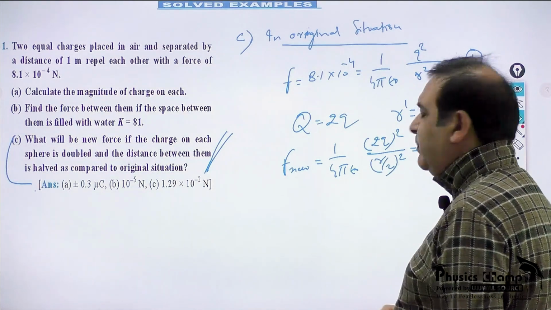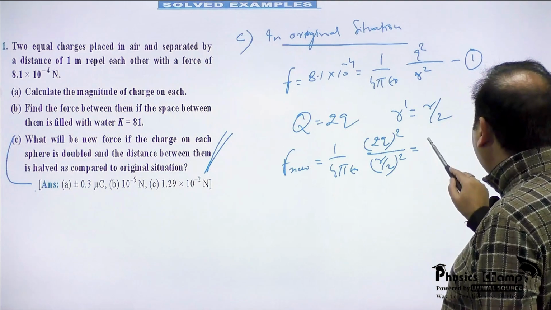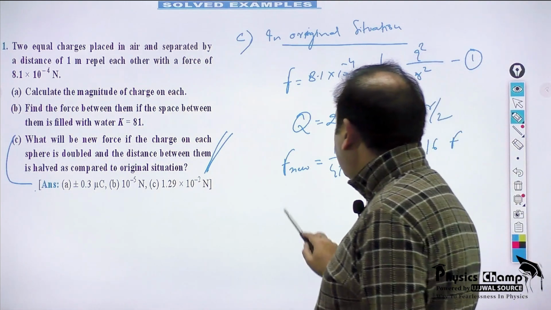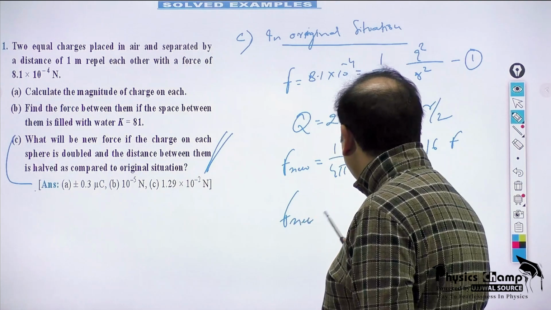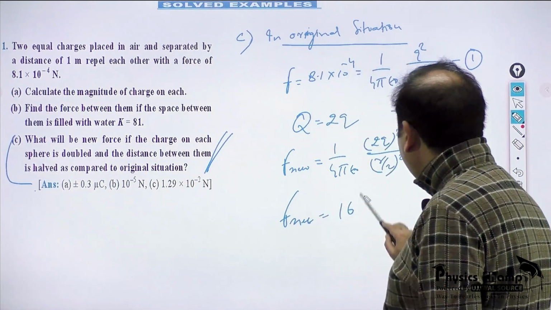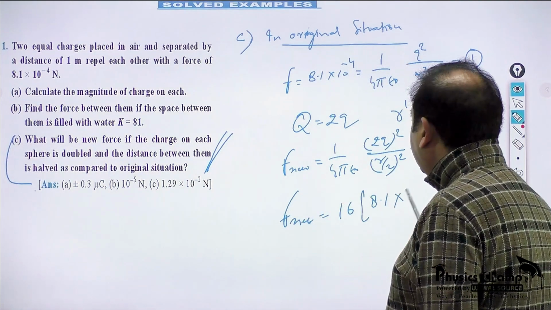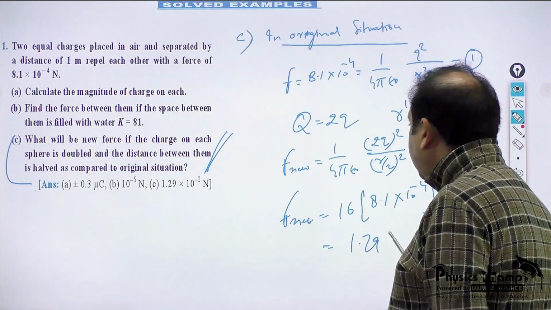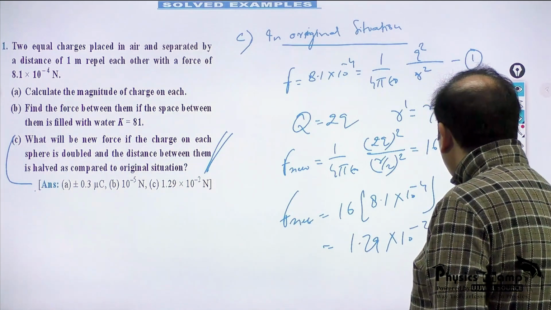So this will become 4 into 4, 16 times the force earlier. So the new force will be 16 times 8.1 into 10 to the power minus 4 Newton. So we will get 1.29 into 10 to the power minus 2 Newton.